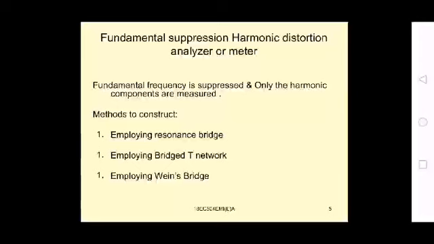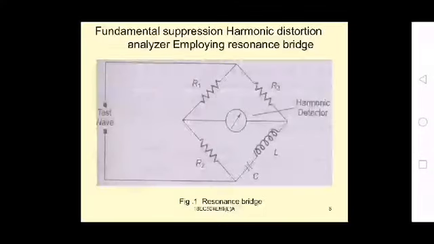Anyway, we will know how employing the resonance bridge and the bridge T network works. Then we will discuss in depth the employing of the Wien bridge. The main principle is that we have to suppress the fundamental frequency component and allow all the harmonic components.